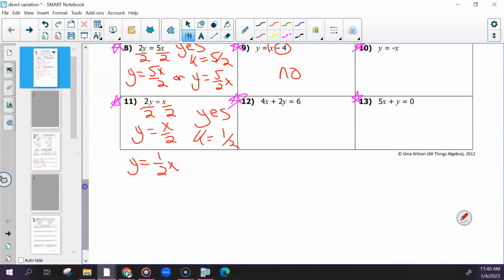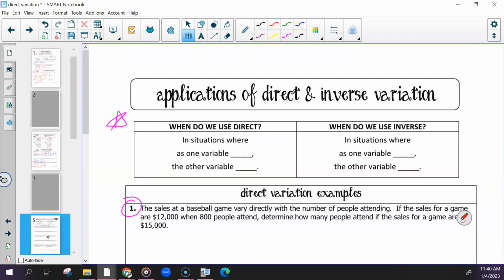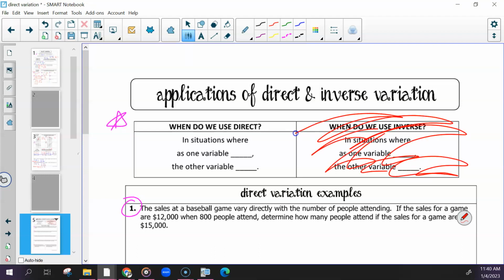Any others who want to see, go over, have questions about before we move on to the word problems? If not, find this page. Ignore that part. You'll see that when we get on to inverse.